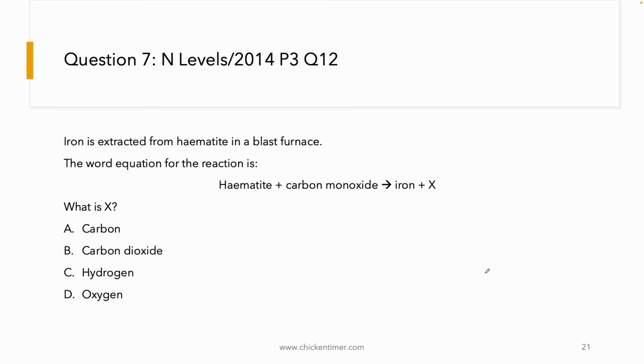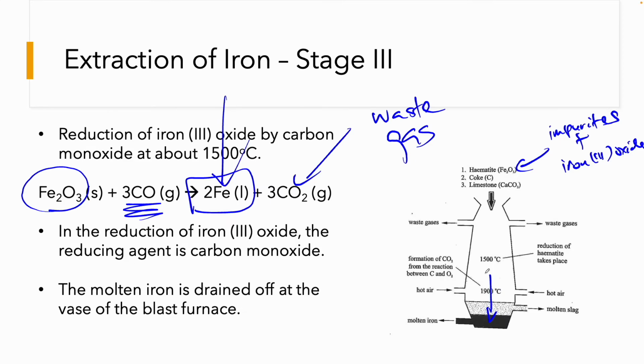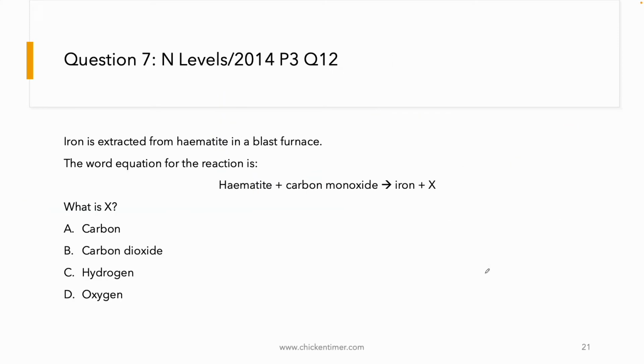So you can go back to the earlier part, say stage 3, the reaction of iron oxide, which is hematite, with carbon monoxide. So iron trioxide reacts with carbon monoxide, you'll get iron and carbon dioxide gas. So then we come back to this, you'll see hematite plus carbon monoxide gives you iron and carbon dioxide. Answer B.